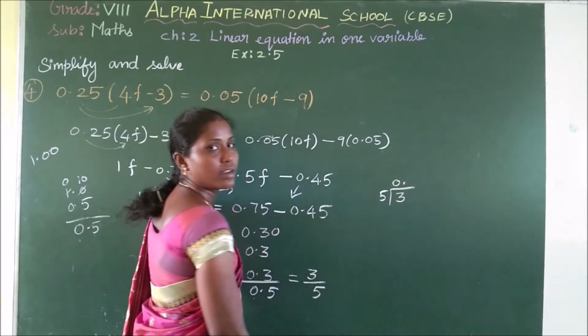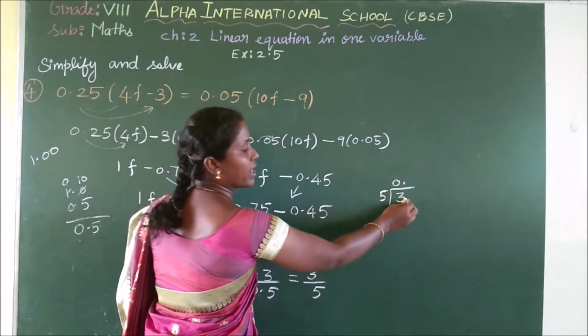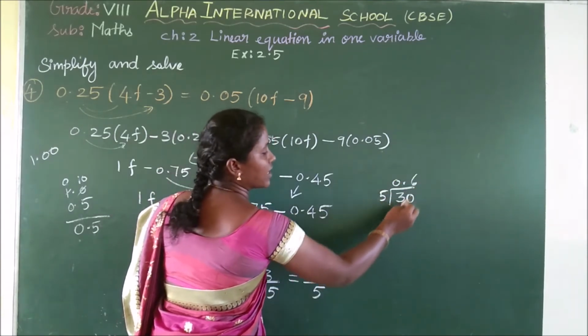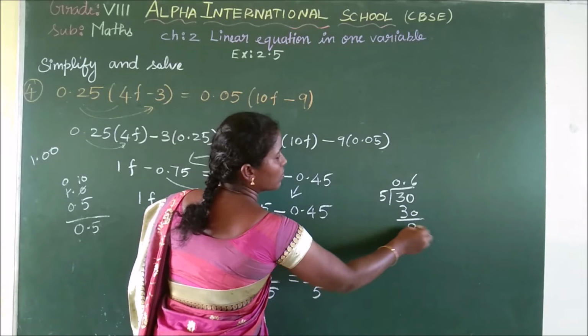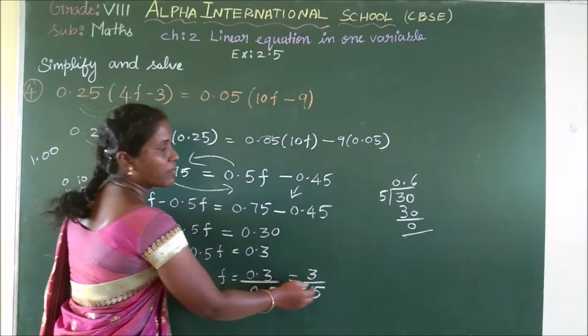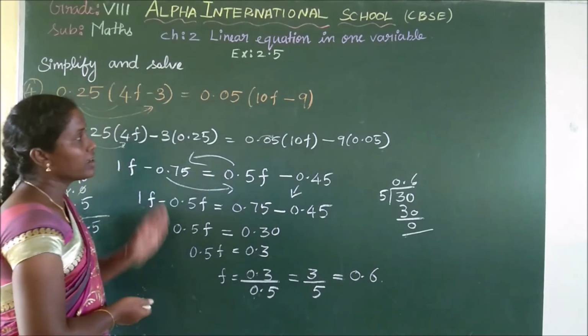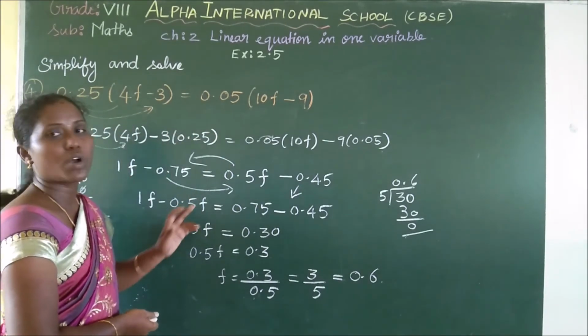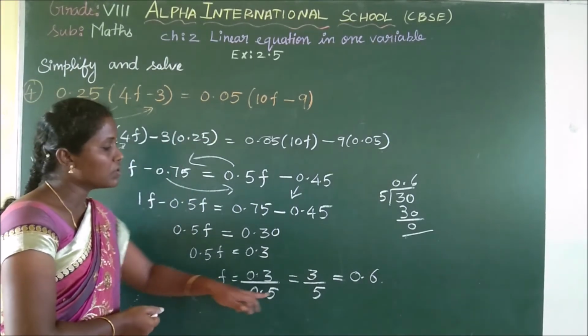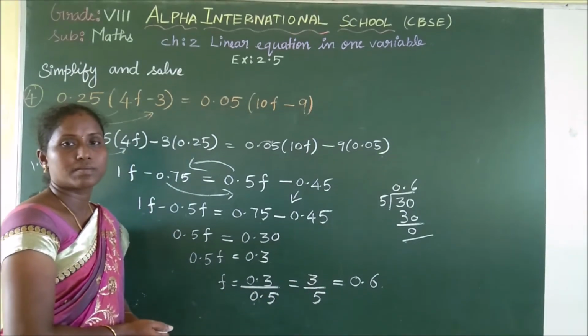So put the decimal point and then put 0. 6 5s are 30. So if 3 is divided by 5, the answer is 0.6. So finally, after simplifying this equation, we got the value of variable f is equal to 0.6.